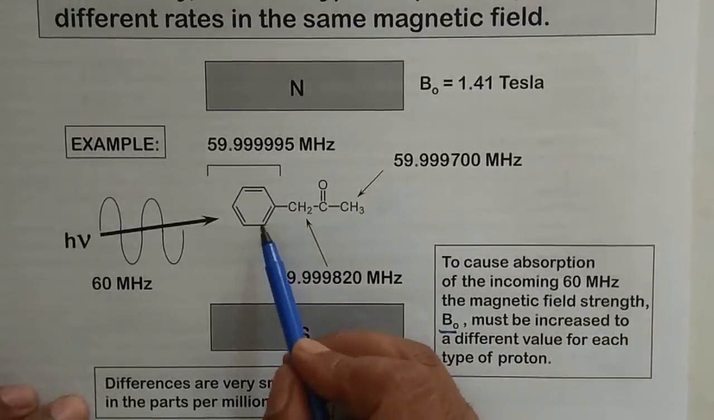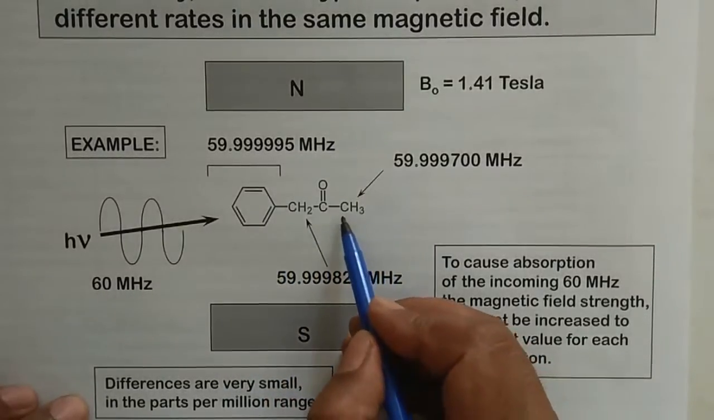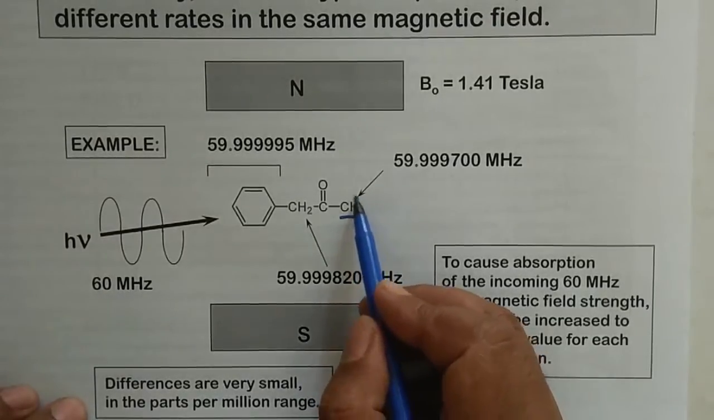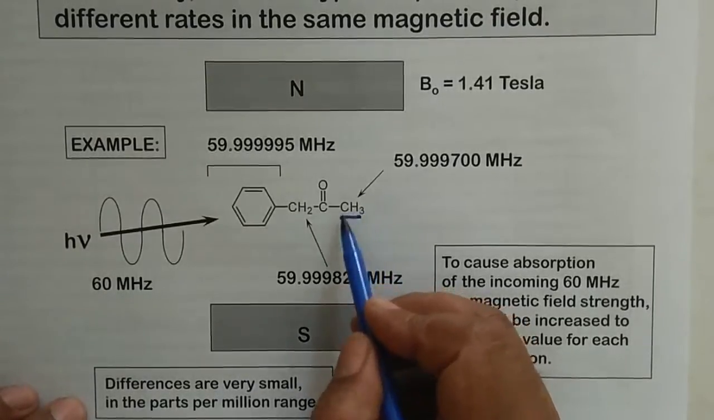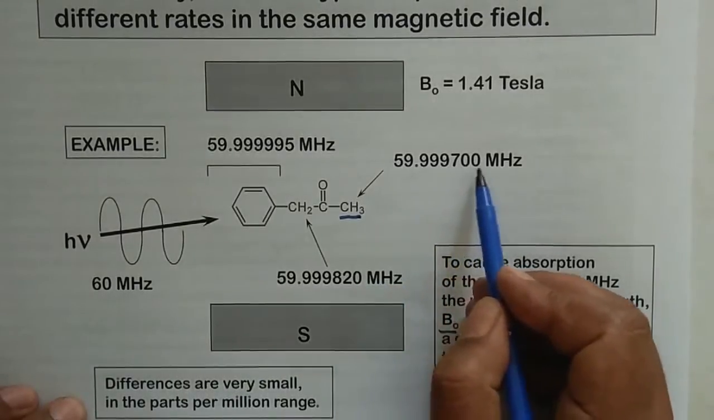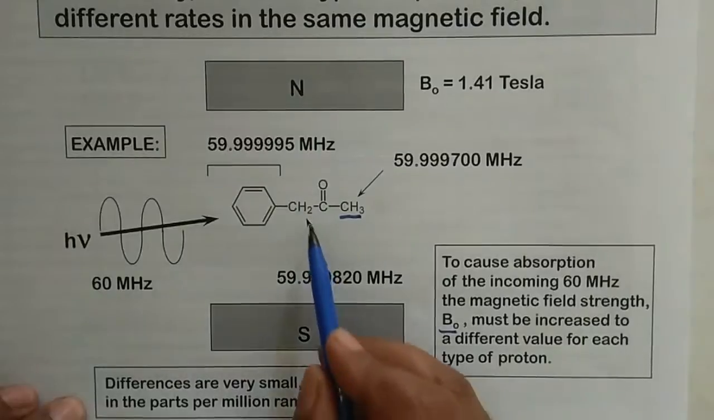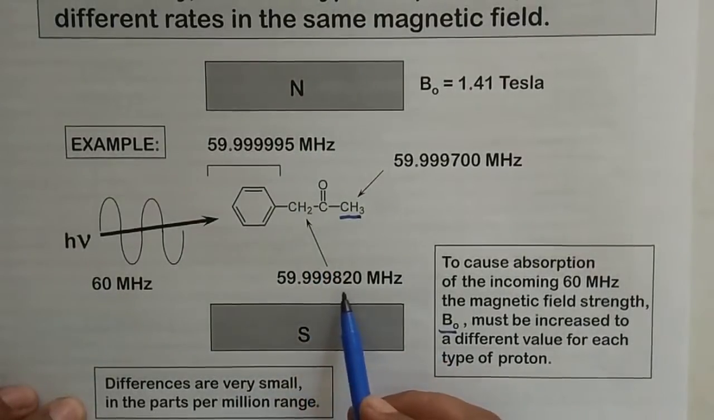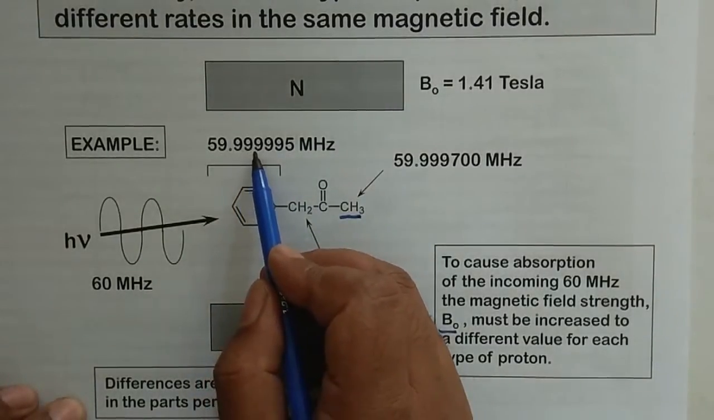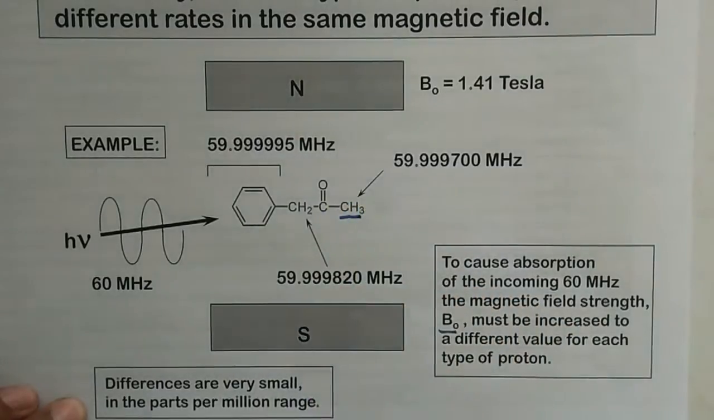Again I am taking the same example. Say this is your methyl, and for this methyl the excitation, that means the resonance, would occur somewhere around 59.999700 megahertz. For this methynyl proton, the value is given here, 59.999820. And for these phenyl protons, the value is 59.999995 megahertz. So here typically the field is scanned. What is the meaning of the field is scanned?